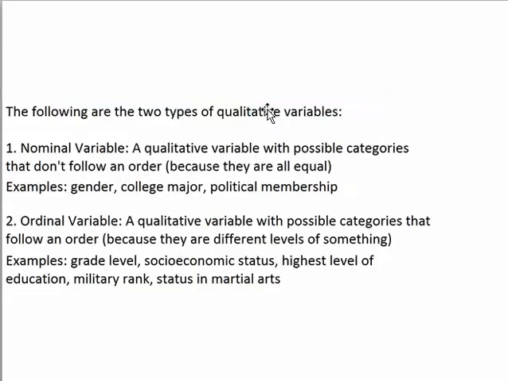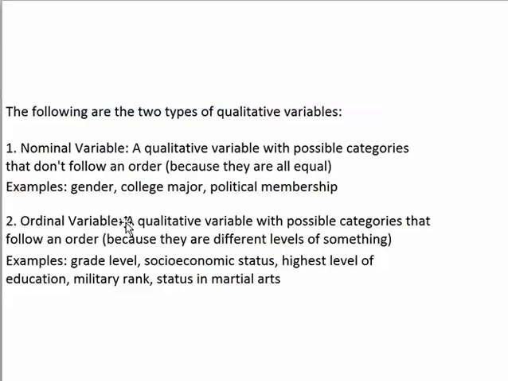The two types of qualitative variables are nominal and ordinal variables. A nominal variable is a qualitative variable in which the categories don't have a ranking or don't have a hierarchy. When a variable is nominal, all of the possible categories are equal. The categories are just types of things. Gender, college major, and political membership would be nominal variables.